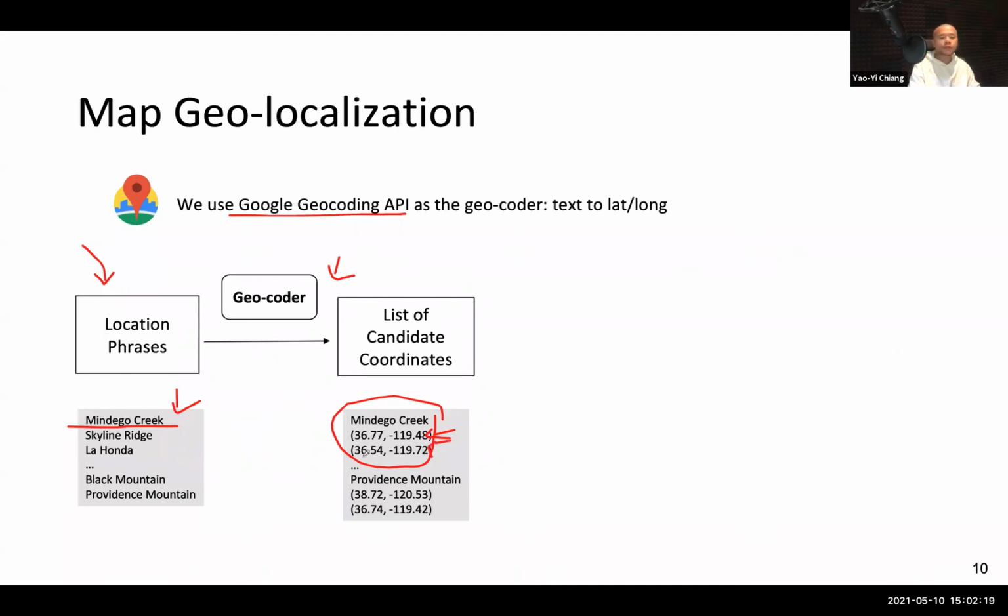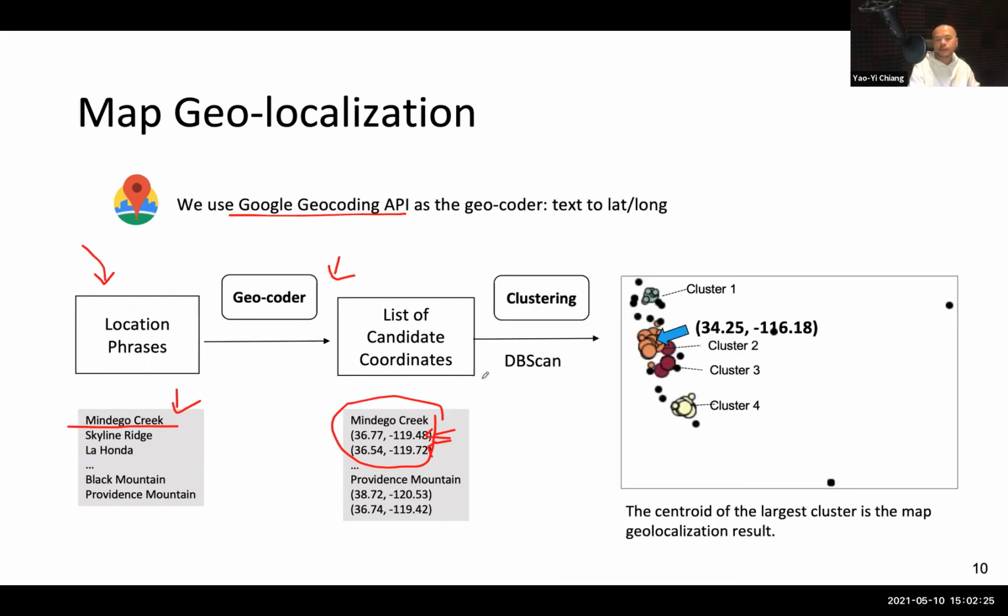So to be able to identify which one is the real Mindego Creek, we do a clustering. We apply DBSCAN on the entire candidate sets. In this case, you can see we have 4 colors, so we identified 4 clusters. We say the largest cluster, because this should be where most of the map label candidates agree, would be the map content location, right? It should represent the map. So we use the centroid of the largest cluster as the map geolocalization result. So now we are done with the geolocalization.